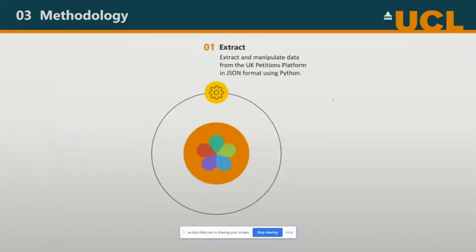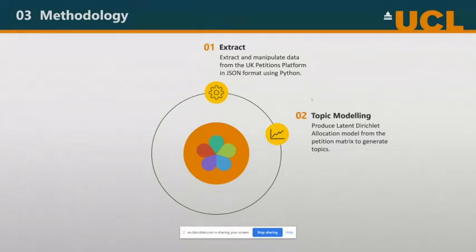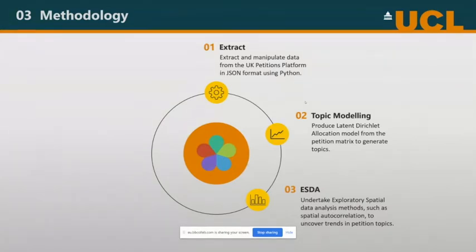The methodological approach that I followed was, straight away, to extract the data, which can be taken as open source data from the UK petitions platform. Contrary to previous research, I wanted to create topics out of the petitions and the descriptions that were provided when a petition is made. So I used the unsupervised learning method, latent Dirichlet allocation, to generate these topics. Then I undertook some exploratory spatial data analysis to find patterns between topics and within topics themselves.